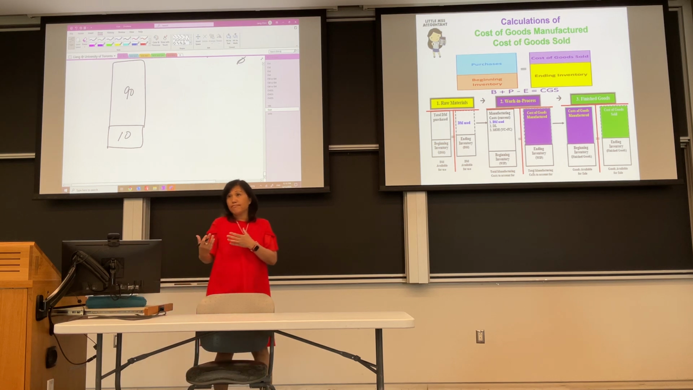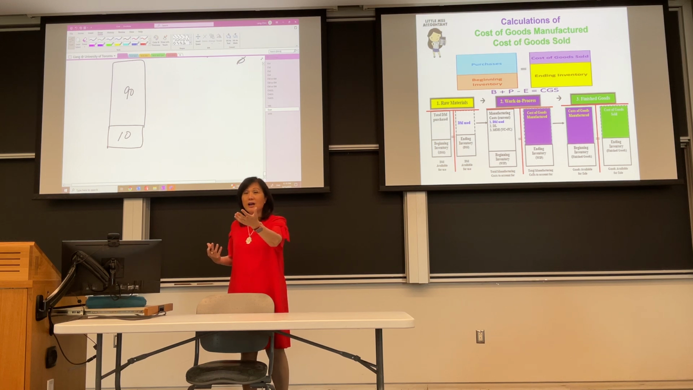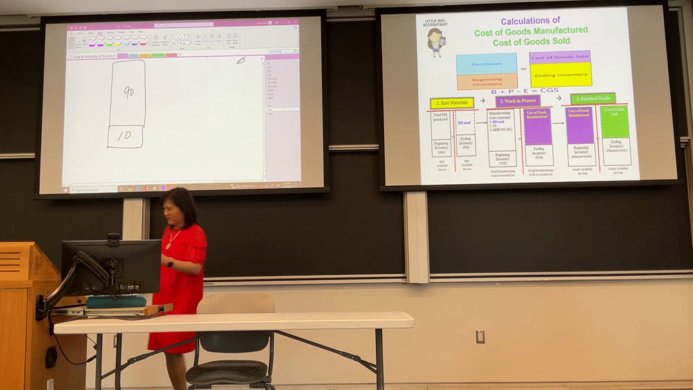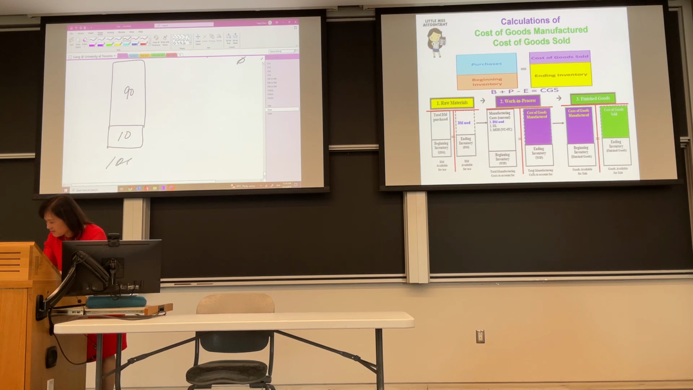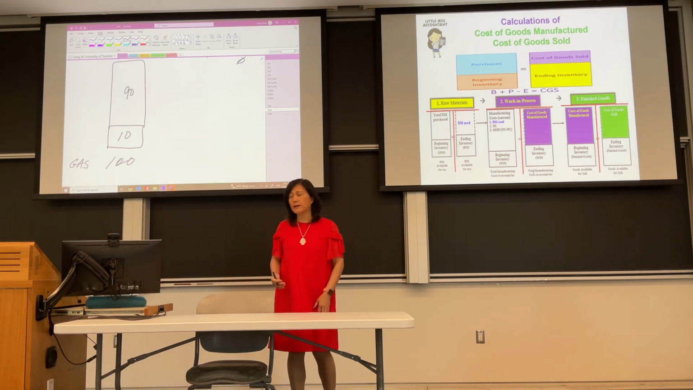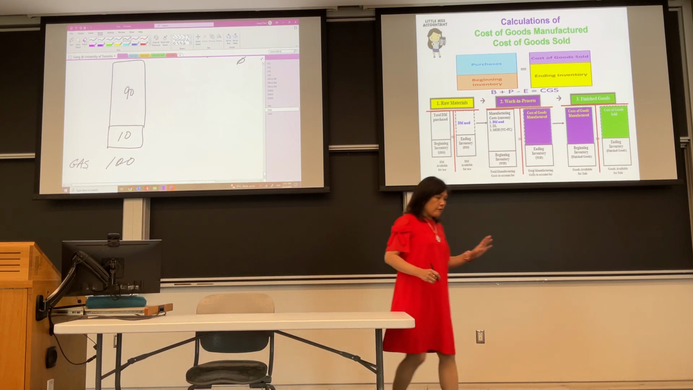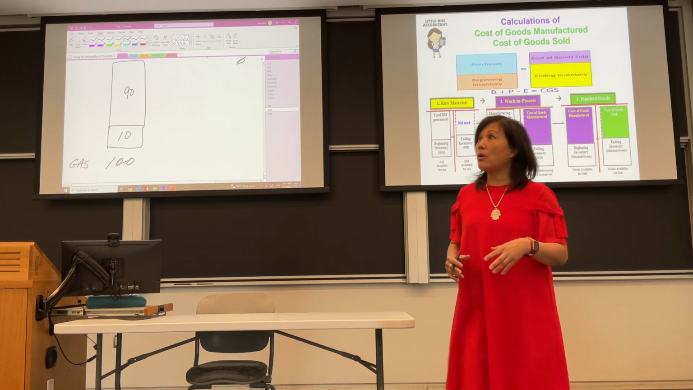I have 10, I buy more, 90. Do you know how many I have altogether for sale? This is not a trick question. How many? 100. 100 means goods available for sale. I usually call it GAS. Everything available for sale, because I have leftover and I buy more. Goods available for sale.